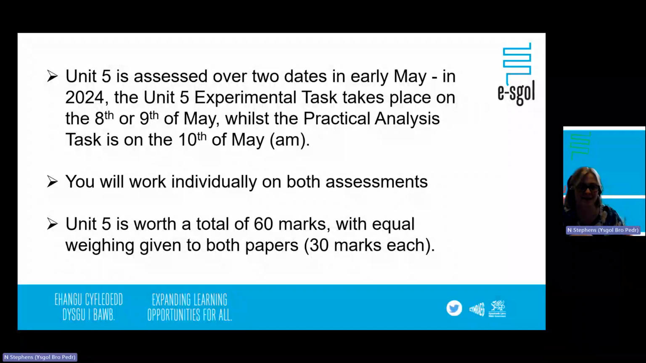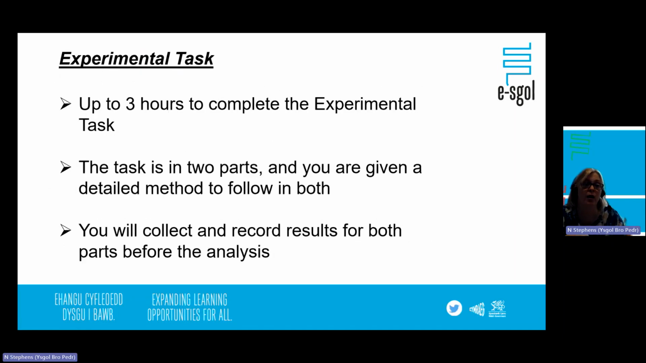So I'm sure you're already familiar with it, but if not, you are likely facing your first Unit 5 experimental task, the actual real practical, as my pupils would call it. That takes place this year on the 8th, or if you're in a large centre, it might overflow into the 9th of May. And then the practical analysis, the written practical paper, will take place on the morning of the 10th of May this year. Now, you work independently and individually on both those assessments. There will be no group work element that will creep into those. You are doing it on your own and you will have to write them up on your own as well.